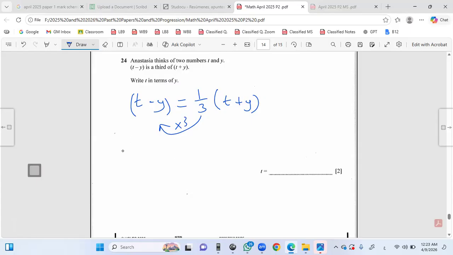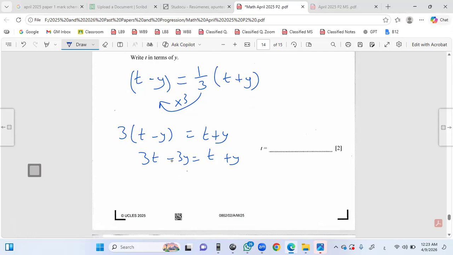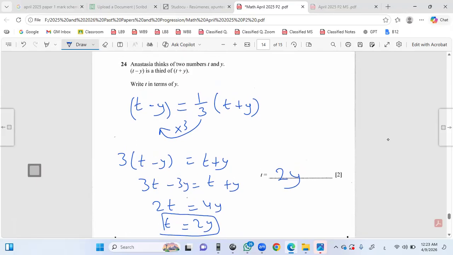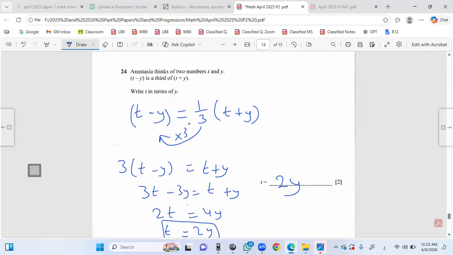So here I'm going to say 3 times t minus y equals t plus y, which is 3t minus 3y equals t plus y. Send the t to the other side with negative t, so 3t minus t, 2t, equals y plus 3y. I'm going to send the negative 3y to the other side, plus 3y, so equals 4y. So t equals what? Send the 2 to the other side, division, 2y. So t equals 2y.